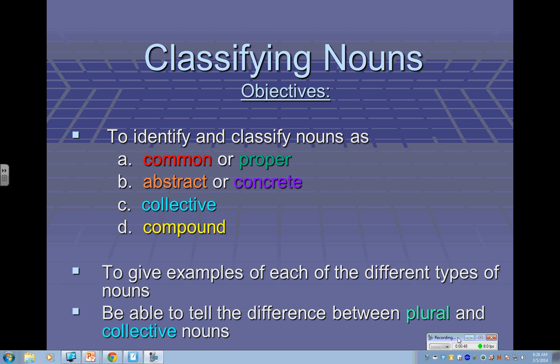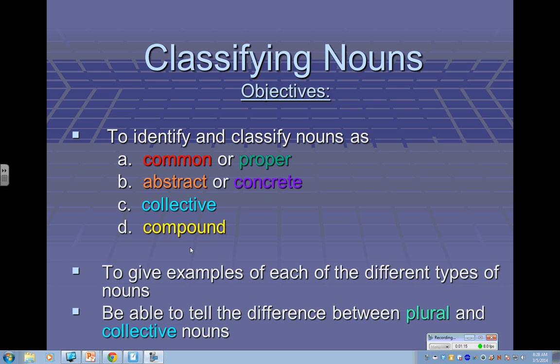So today we're going to look at a couple different pairs and some different types of nouns. The first type that we're going to look at is going to be common and proper. Every noun, no matter what, is always going to be classified as either common or proper. Okay? Similarly, every noun can also be classified as abstract or concrete. So you have an either or choice for the first two.